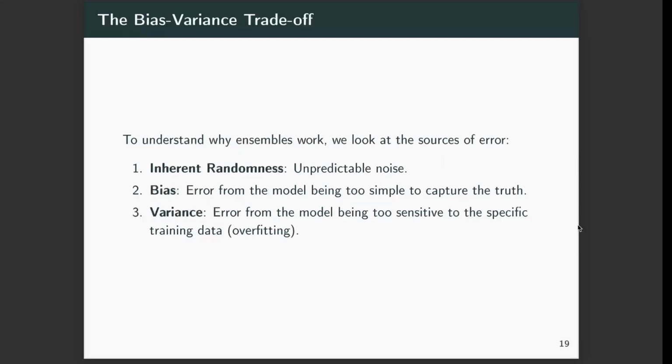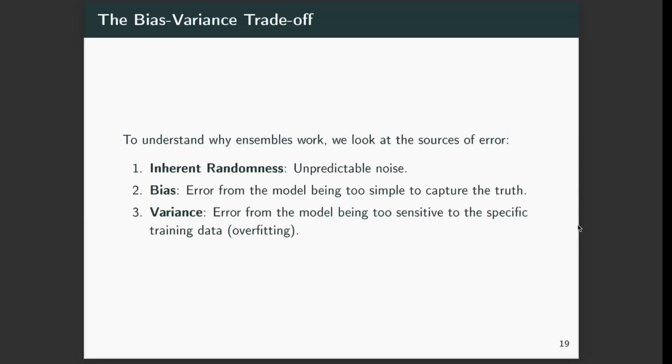To understand why ensemble methods work as well as they do, we need to understand the sources of error in a machine learning model. This slide introduces one of the most important conceptual frameworks in all of machine learning theory, the bias-variance trade-off. Every prediction error can be decomposed into three components.